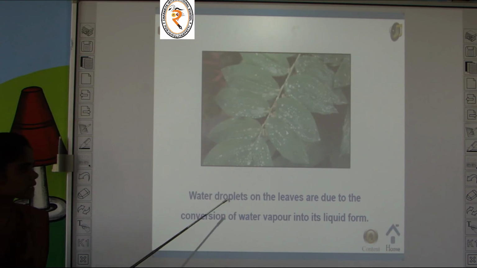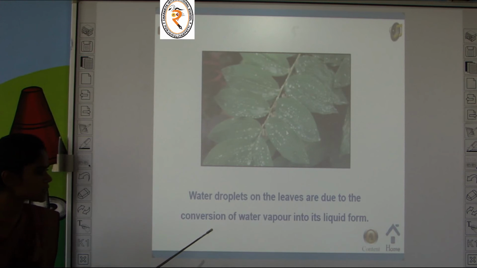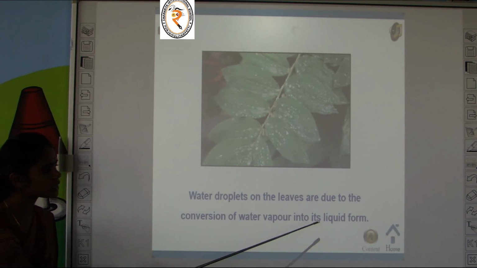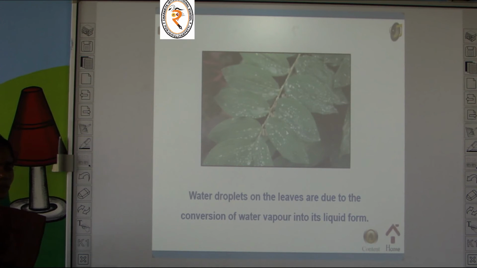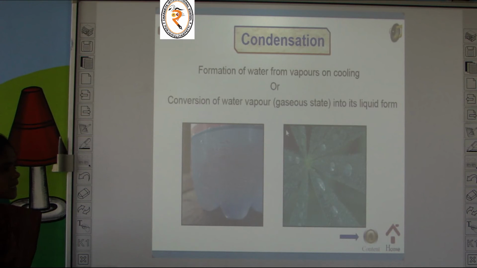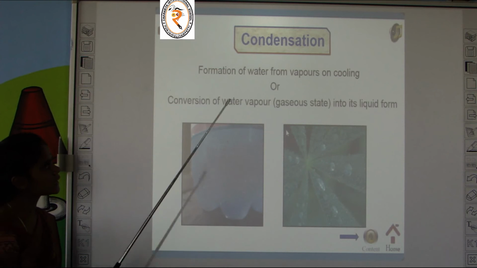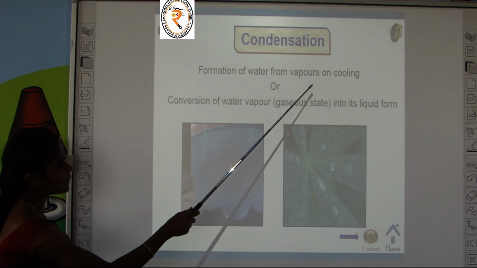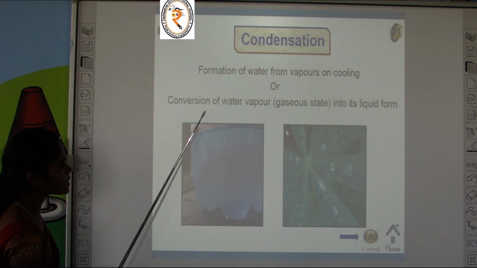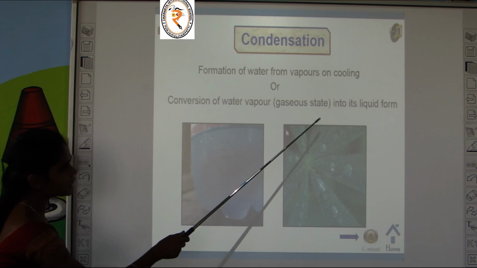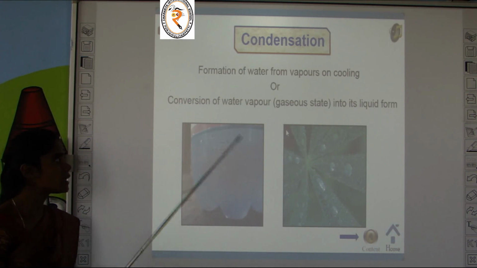See, water droplets on the leaves are due to the conversion of water vapor into its liquid form. What is the reason? It is the conversion of water vapor into liquid form. This conversion is known as condensation. So what process is it? It is condensation. The formation of water from vapors on cooling, or conversion of water vapor, the gaseous state, into its liquid form, is known as condensation.